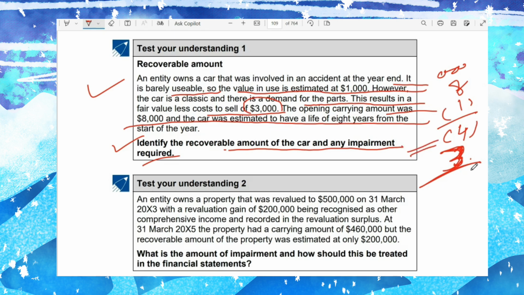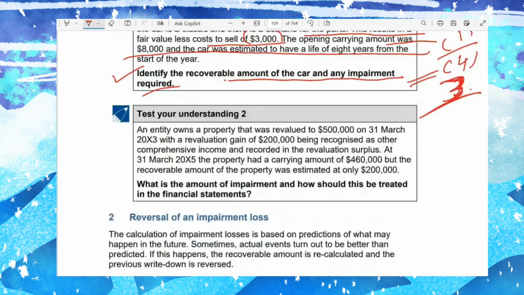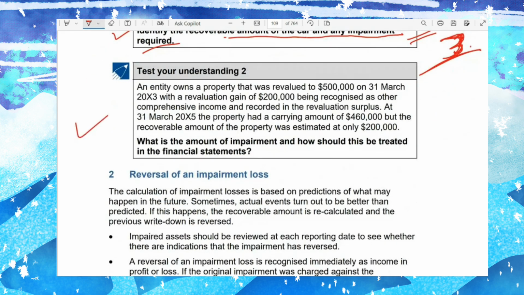So the revaluation surplus, students, is kept in the books of account under the revaluation surplus, and whenever they need, they can reuse that. Now again they're saying at 31st March 2005, the property had a carrying amount of 460,000, but the recoverable amount of the property is estimated at 200,000. Now again there is a change in the figure.